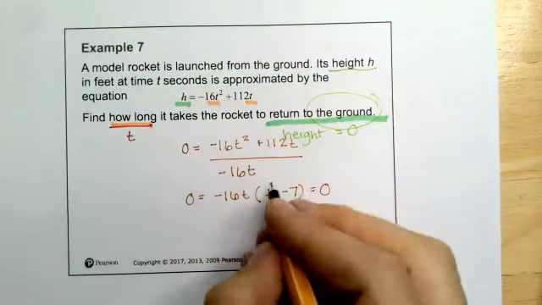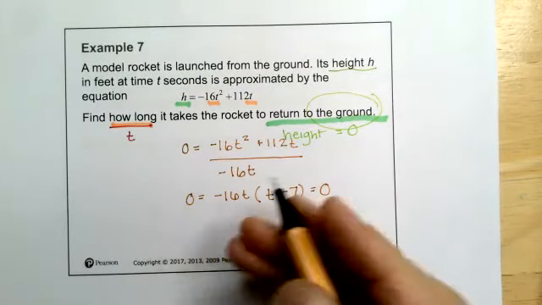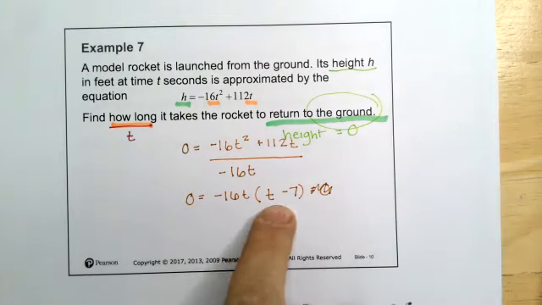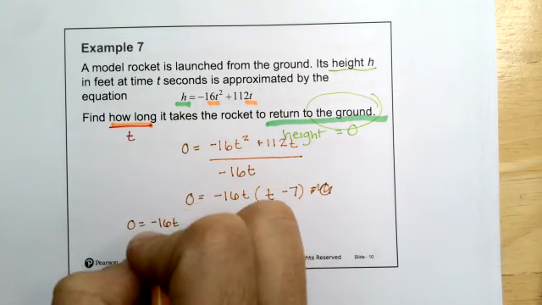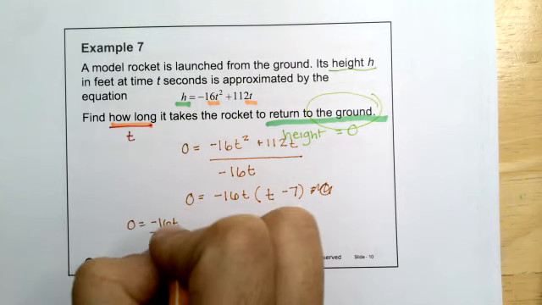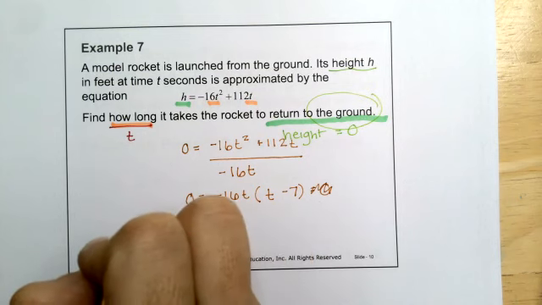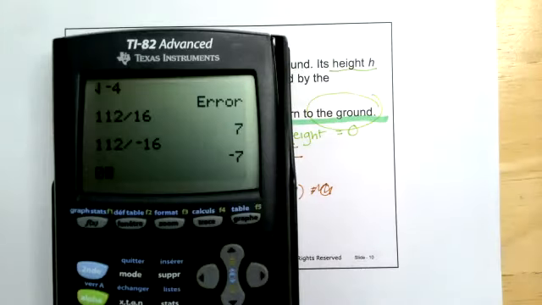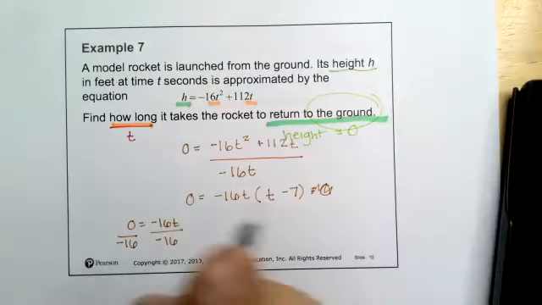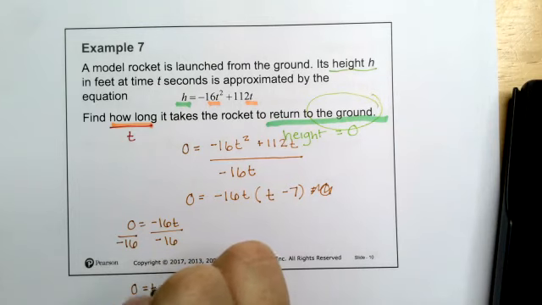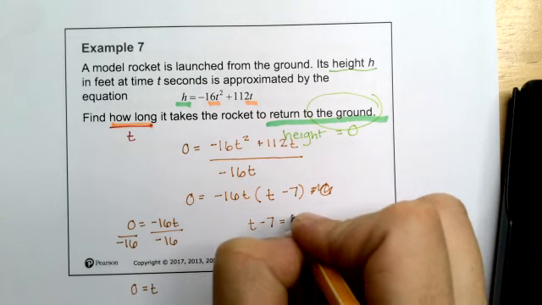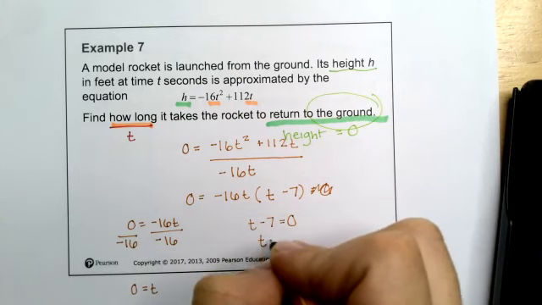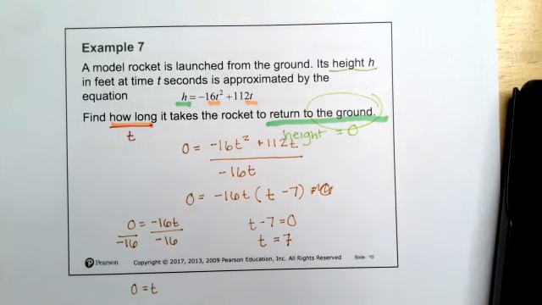Now I have my 2 factors. I have 0 equals -16t. I'll solve that for t. Divide by -16, divide by -16. Remember, 0 divided by anything, even if it's a negative, is going to be 0. So 0 equals t. Good. Or t minus 7 equals 0. That means I'll add 7 to both sides and I'll get t as a +7.